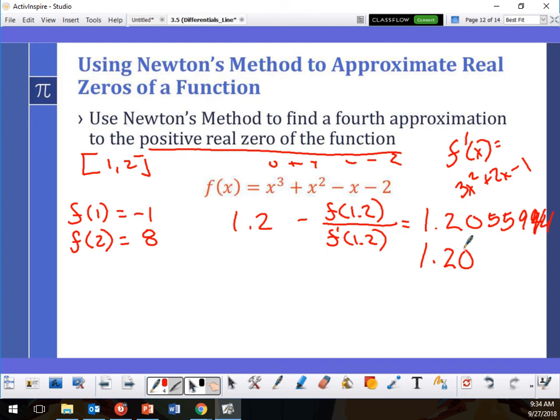You want us to just keep plugging it in? Okay, so I have to do it how many times? 4. Yep.